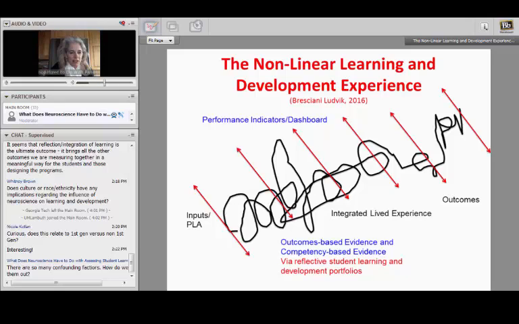There are so many confounding factors. How do we tease them out? You know what? We don't. We can't.